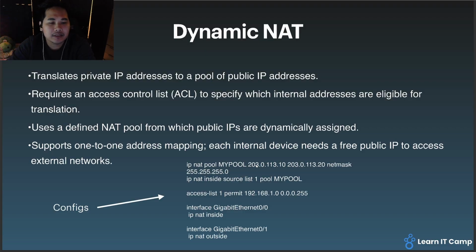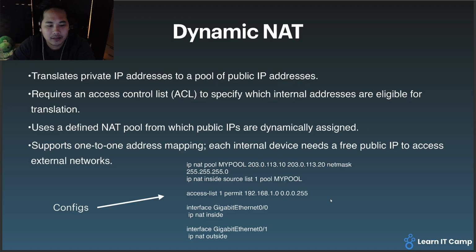Dynamic NAT translates a private IP address to one from a pool of public IPs. It requires an access control list, ACL, to specify which internal addresses are eligible for translation. It uses a defined NAT pool from which public IPs are dynamically assigned. It supports one-to-one address mapping, so each internal device needs a free public IP to access external networks.